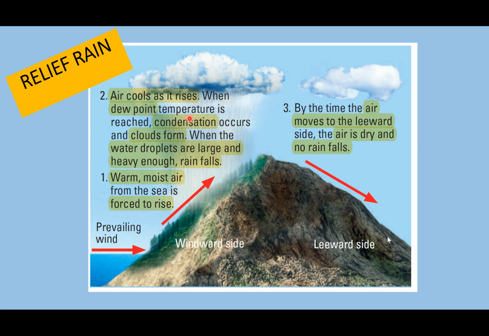When dew point temperature is reached, condensation occurs and clouds form. When the water droplets are large and heavy enough, the rain falls on the windward side. Number 3. By the time the air moves to the leeward side, the air is dry and no rain falls. So here is your leeward side.